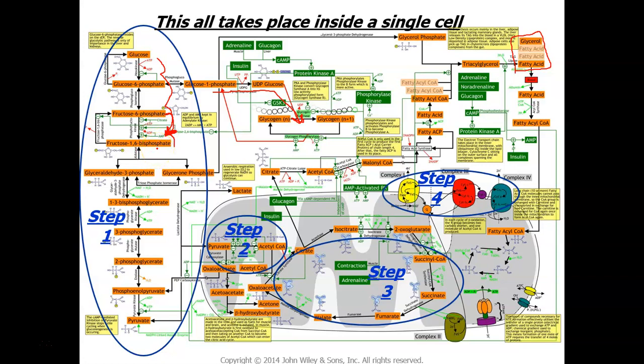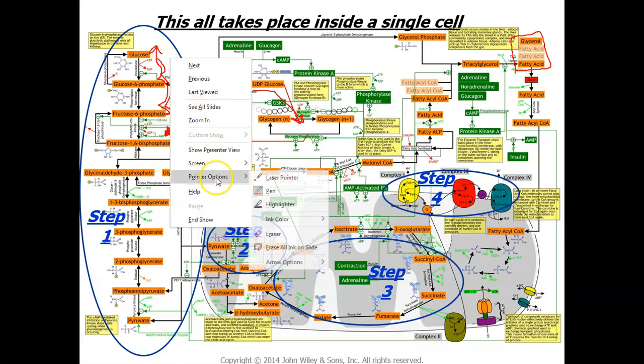This step is generally considered irreversible, meaning once we have the conversion of fructose 6-phosphate into fructose 1,6-bisphosphate, we can't just backtrack and say there are sufficient levels of ATP, we don't need to continue producing ATP, and kick the glucose back out of the cell. That's not the way that it works.